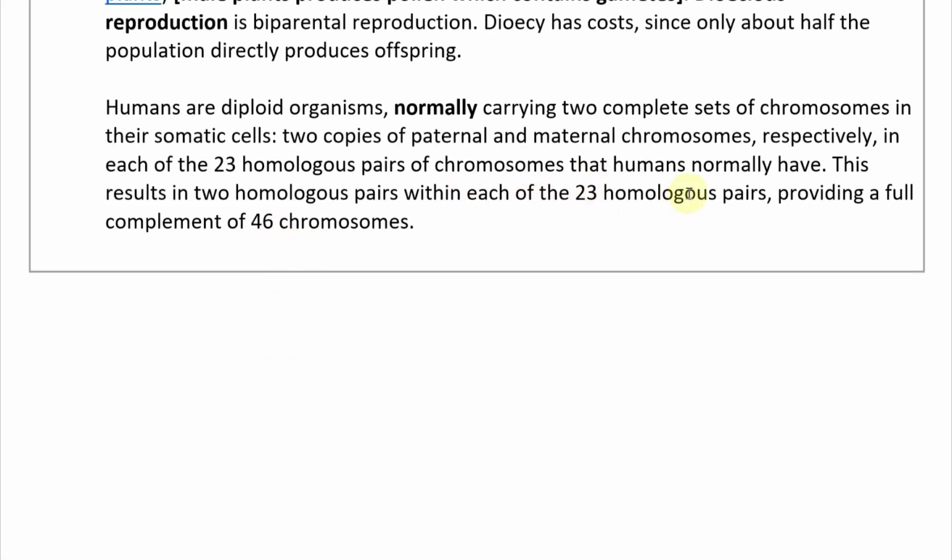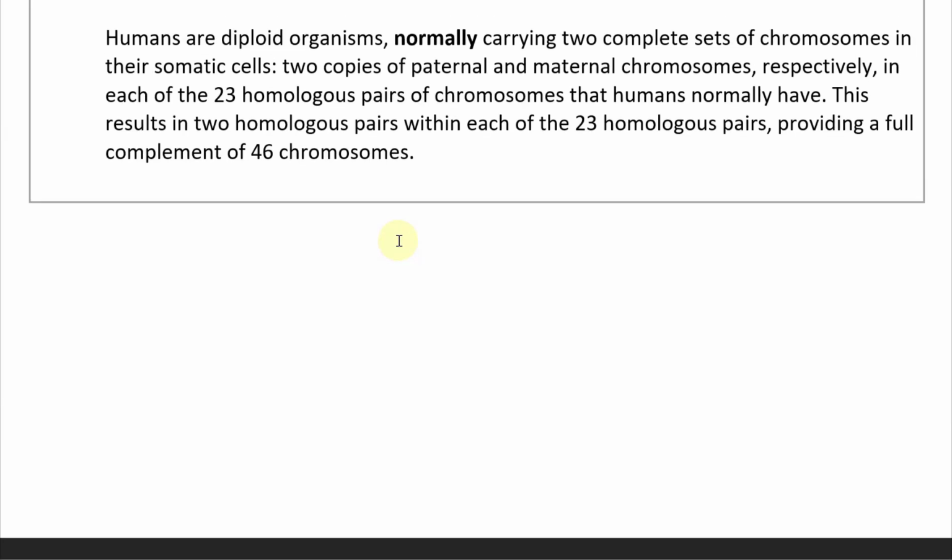So 23, each one has a complement, and they're all duplicated. The somatic ones are pretty much almost identical, or just in the same form, but then the XY ones are the ones that differ greatly.